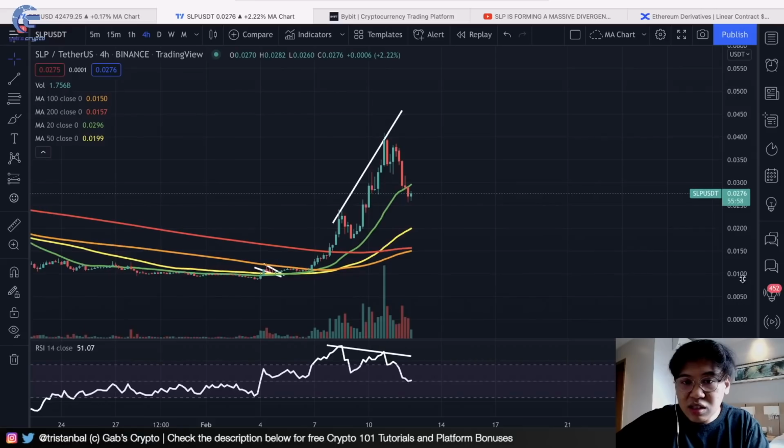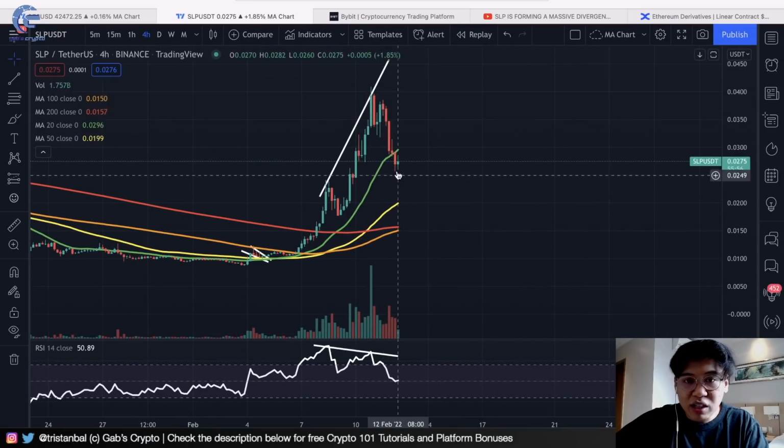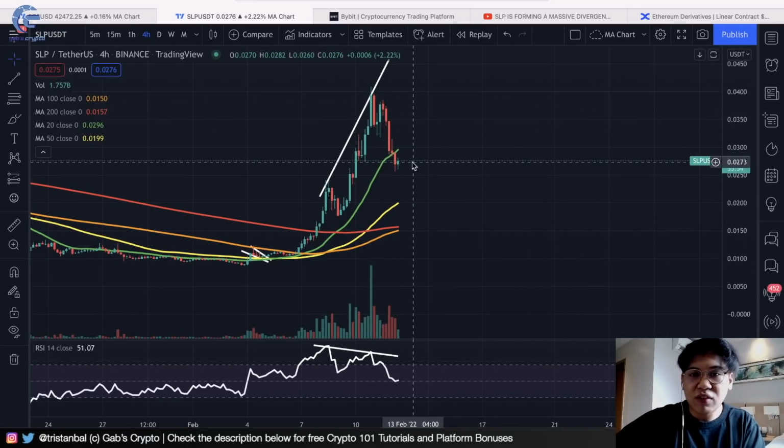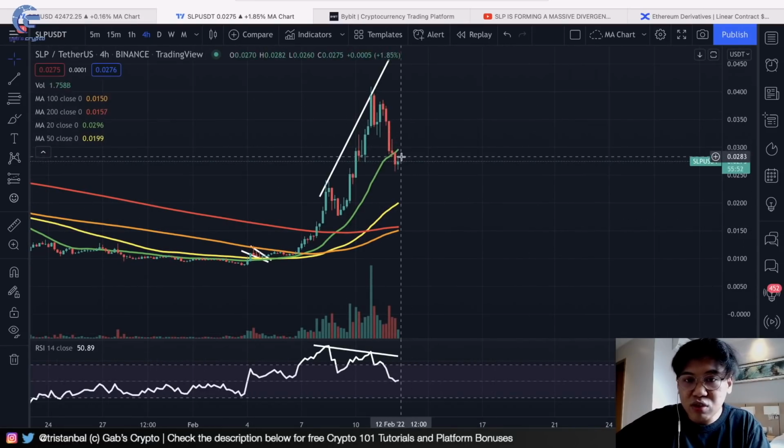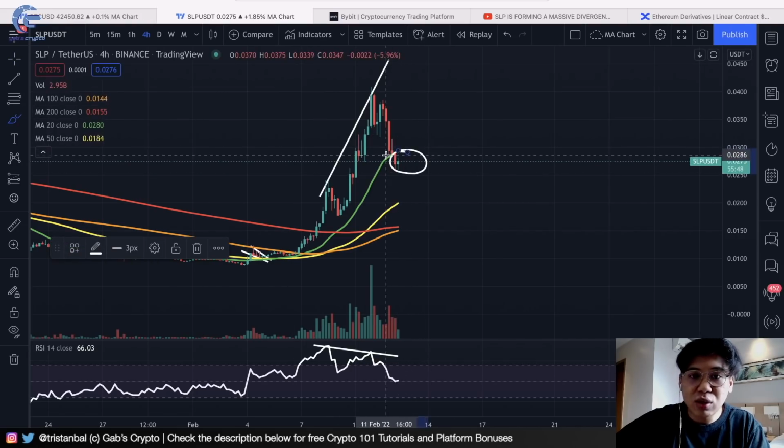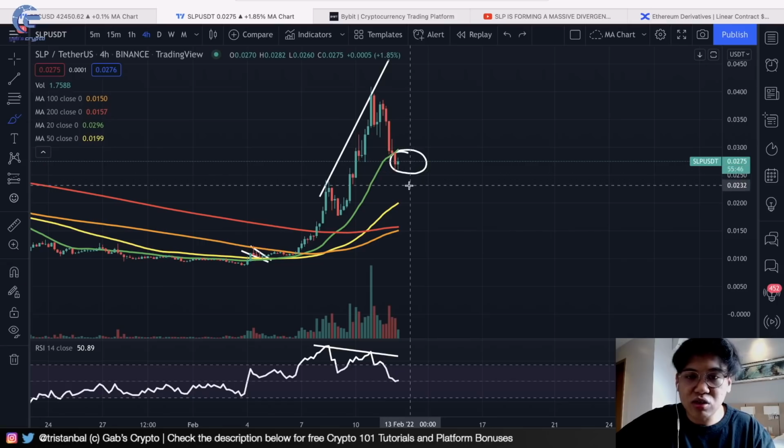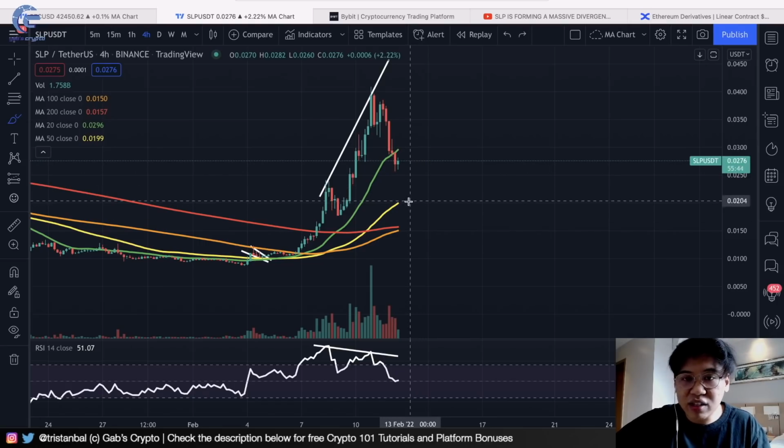And as you can see, nag-start na tayo mag-decline back to the 20 moving average in the 4-hour time frame. And right now, if let's say we are going to get a lot of red candles dito below the line, then we might go down na dito sa 50 moving average in the 4-hour time frame, which is roughly the same around the 0.02 cents area. So all signs are leading to that next support.